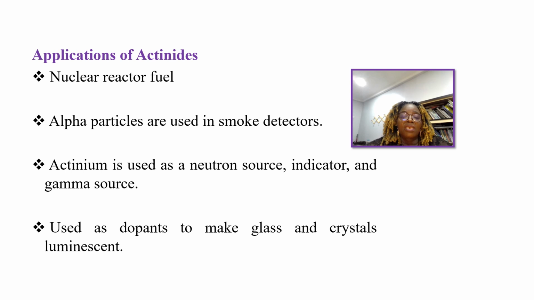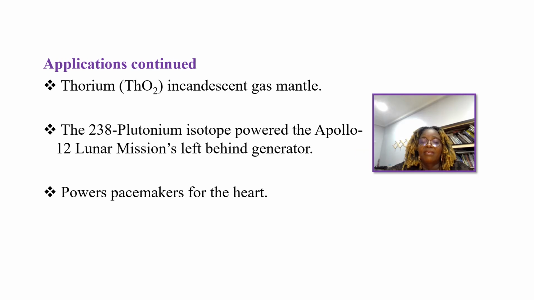Actinium is used in scientific and medical research as a neutron source indicator and gamma source. The actinides may be used as dopants to make glass and crystals luminescent. Thorium has been used as an incandescent gas mantle from the 1880s. They are now used for cooking gas, lanterns, and for decorative gas lights.